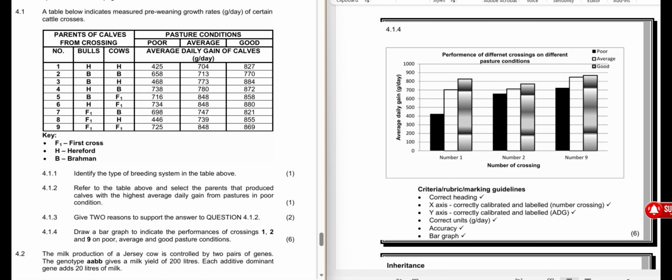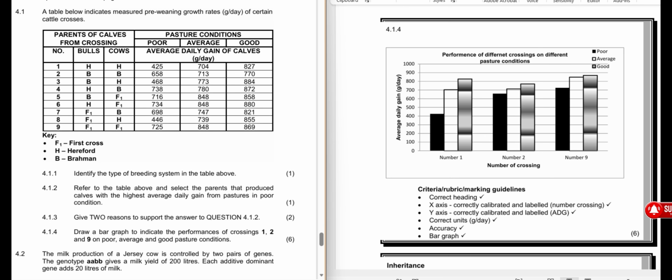4.1.4. Draw a bar graph to indicate the performances of crossings 1, 2, and 9 on poor, average, and good pasture conditions. Okay, sweet stuff. First things first, your graph should have a heading: the performances of crossings 1, 2, and 9 on poor, average, and good pasture conditions. Secondly, it should have an accurate x-axis. Show me that crossings 1, 2, and 9 exist. Also, show your label on the x-axis, labeled number of crossings, so I know I am dealing with the number of crossings. Thirdly, on the y-axis it should also have accurate things.